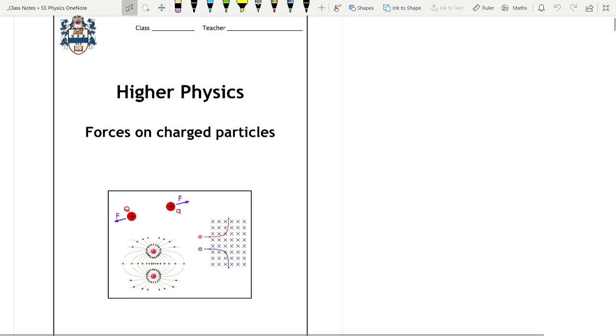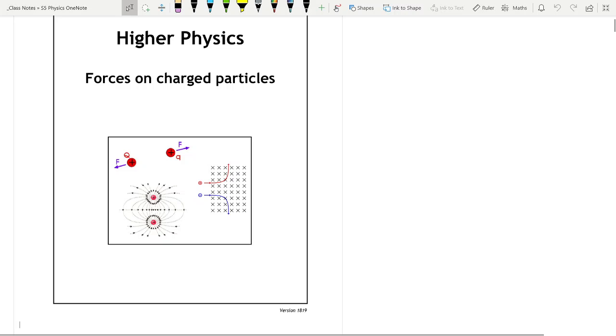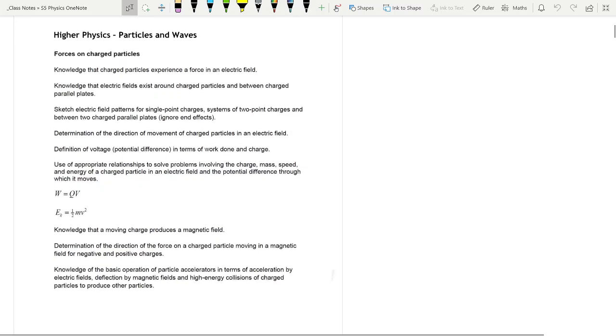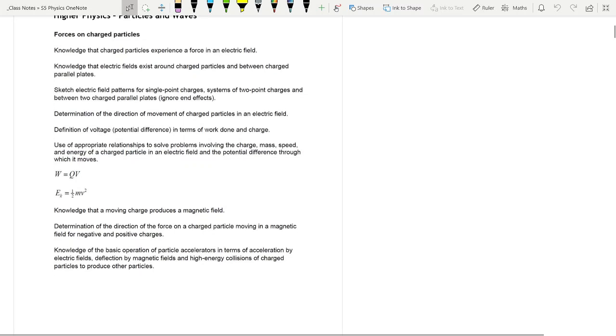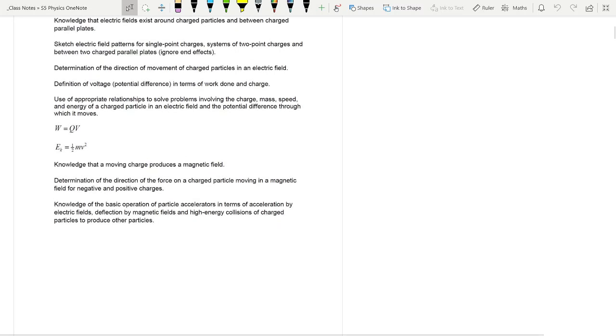Okay, so basically we look at how much force is on certain charged particles, so positives, negatives, and in magnetic fields as well. So knowledge that charged particles experience a force in an electric field, which is kind of what you've done in second year. Electric fields exist around charged particles. Again, you've done some of that before. Sketch electric field patterns. You've done some of that before.